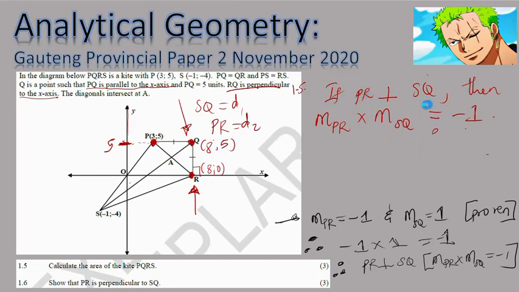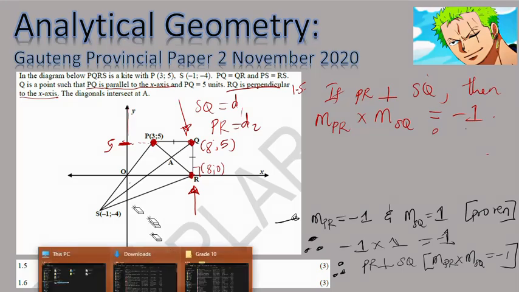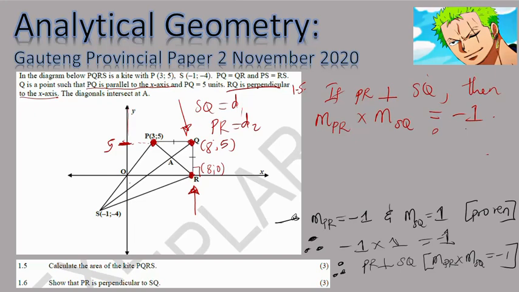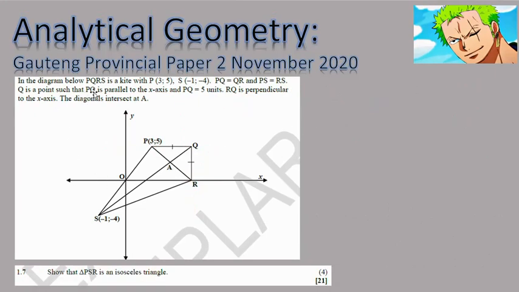if PR is perpendicular to SQ, then the gradient of PR multiplied by the gradient of SQ will be equal to -1. And then we come to the step where we say the gradient of PR is equal to -1 and the gradient of SQ is equal to 1 because this is already proven in the previous questions. Therefore, I'm saying this gradient times this gradient gives me -1. Therefore, PR is perpendicular to SQ. Proven. So I'm saying they didn't have to ask this question because we already proved it. I feel like they didn't have to ask this question because on our way to getting our answers, we proved it. Maybe they thought of their memo in a different way.